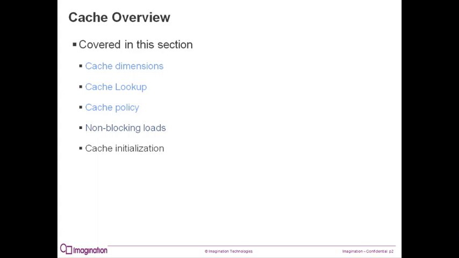In this section, I'll cover the dimensions of the cache and what makes up the cache size, how things are looked up in the cache, what types of cache policy you can set, what non-blocking loads are, the initialization of the cache, management such as cache flushing, what virtual aliasing is and how to avoid it, what the prefetch instruction does, and cache exceptions.